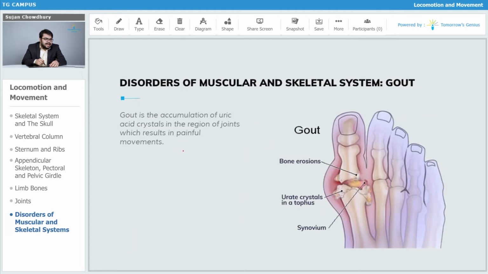Gout is the accumulation of uric acid crystals in the region of joints, which results in painful movement. So here we can observe urate crystals, and definitely this is going to elicit serious pain to the body, and also the joint becomes moreover immovable for the victim.